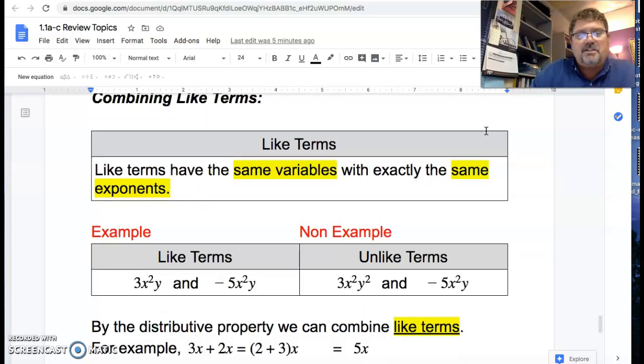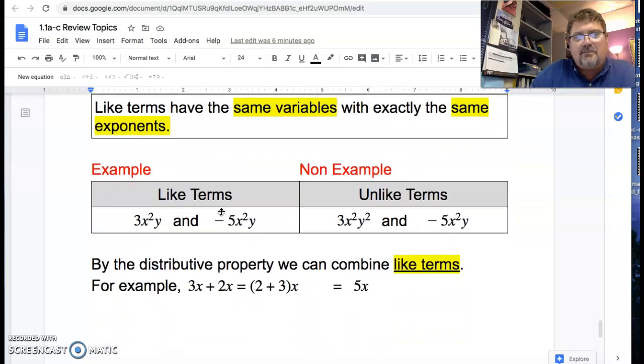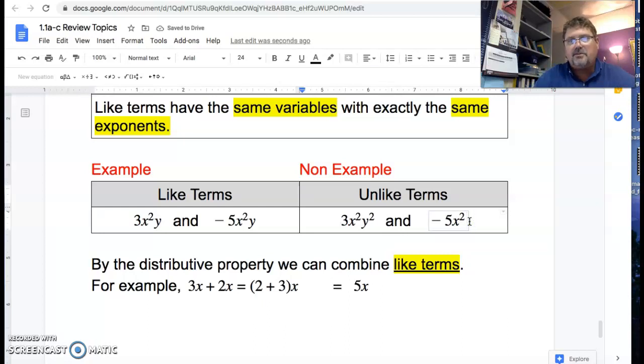A very simple definition here is like terms have the same variables with exactly the same exponents. The numbers in front of them don't matter. Those are called coefficients. The variables and exponents are all that matters. I gave you an example and a non-example down here. These are like terms. Notice they have an x squared and a y, x squared, y. The numbers in front do not matter. These are unlike. We have x and y, but the exponents aren't the same. That's unlike. Now, had this one been missing one, they're still unlike. The variables have to be there with exactly the same exponents.